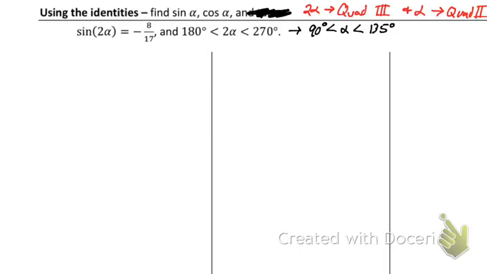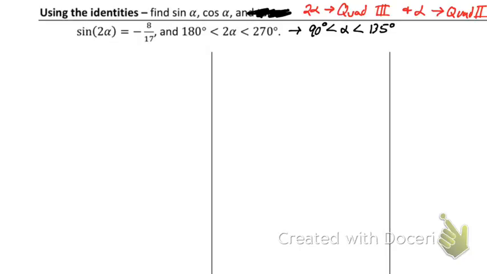And you might say, well, this isn't the entire quadrant 2, it's just 90 to 135. Doesn't matter. If any part of it is in quadrant 2, it's in quadrant 2. So you're basically looking at this 90 degrees to tell you it's in quadrant 2. It's something bigger than 90 degrees, so it must be quadrant 2. We have to get both of those. We have to know where our double angle is, and where our single angle is.